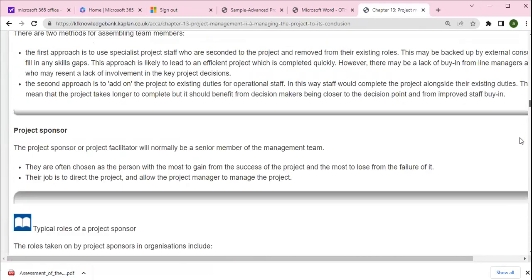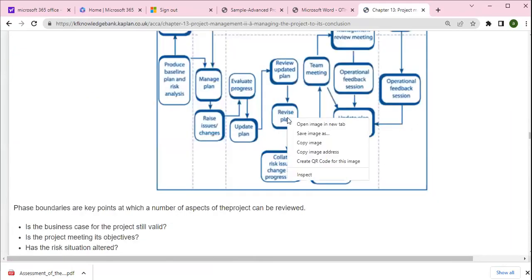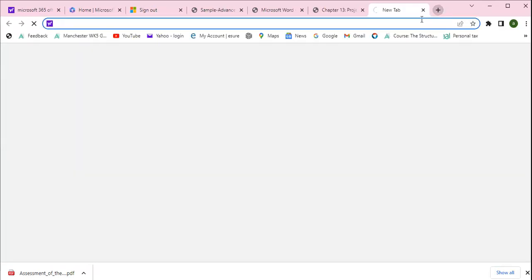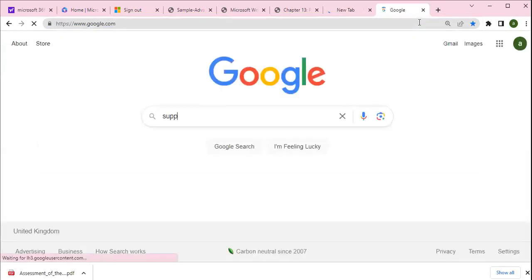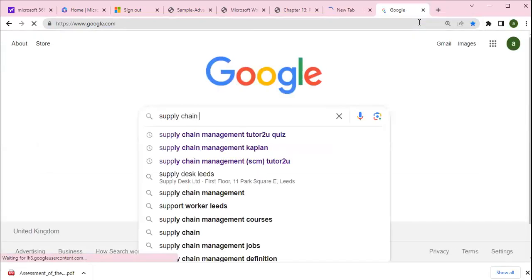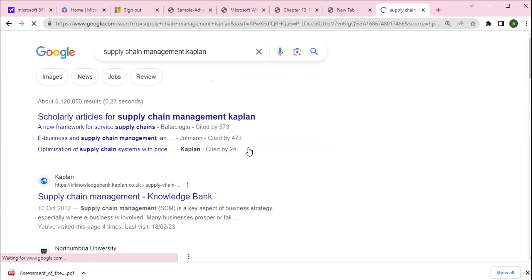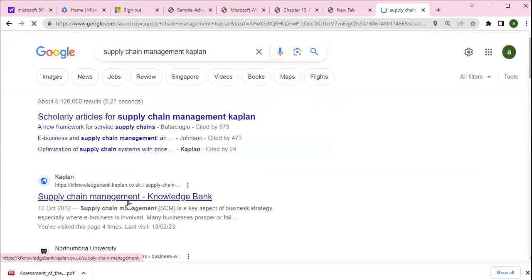Yes. In your writing, you can snip these images and put them in your assignment, and you can use them. That's quite good to use. If you look, because we have supply chain, and next to that, if you write Kaplan, you will find the stuff on supply chain. And yes, this is quite a good way to move forward.